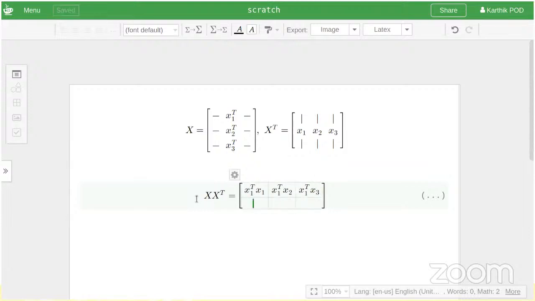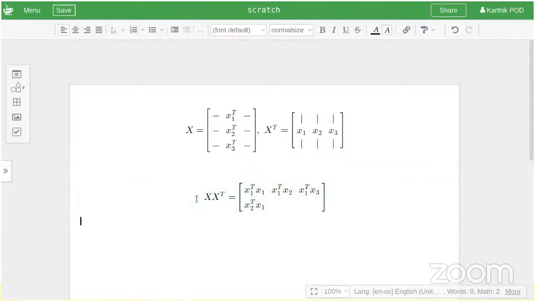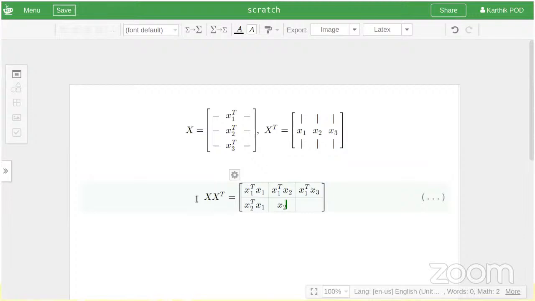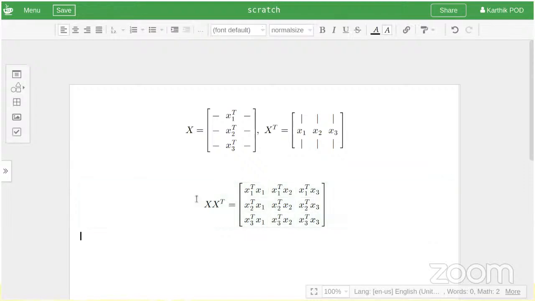Now we can also write the other row. I'll just go ahead and fill it. It will be x2 transpose x2, x2 transpose x3, correct? And this will be what? x3 transpose x1, x3 transpose x2, and x3 transpose x3. Right.